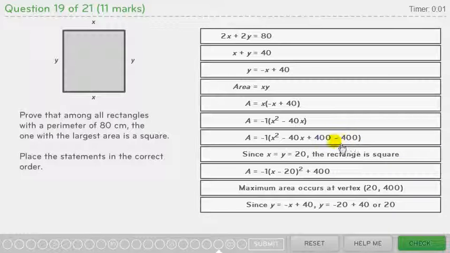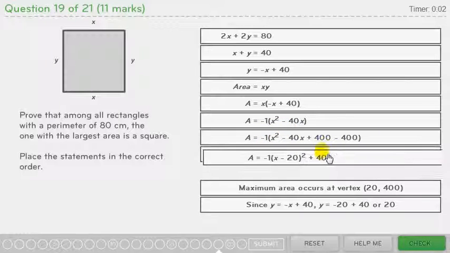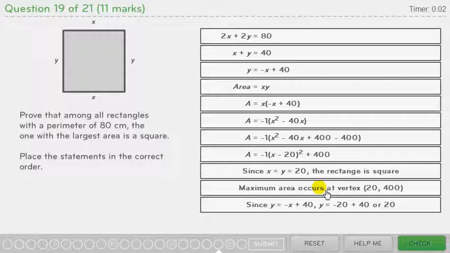From here, we'll take the negative 400 and multiply it by the leading coefficient, which is a negative 1, which will bring it outside the brackets to be positive 400. From here, we can tell that we have a vertex that occurs at 20 and 400: 400 being the maximum area, and 20 being the x value that makes the maximum area occur.